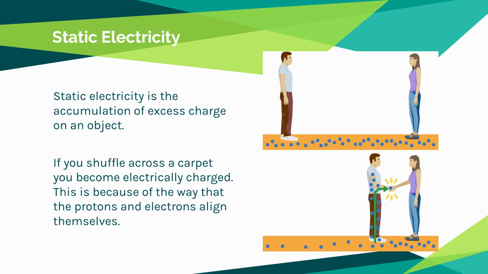Static electricity. Static electricity is the buildup of excess charge on an object. A common example is shuffling across a carpet and then touching something metal. Electrons can be transferred from one material to another, leaving one object with extra electrons and the other with fewer. In this nice example, man shakes hand with woman and zip zap.